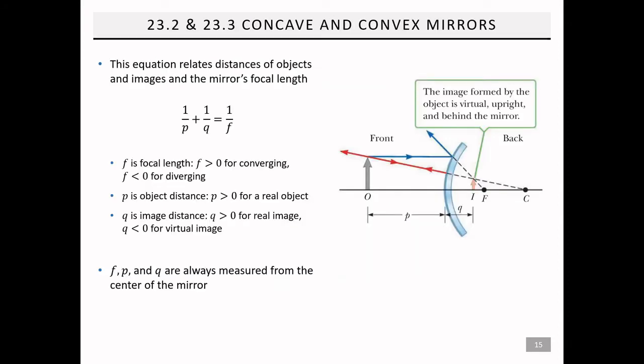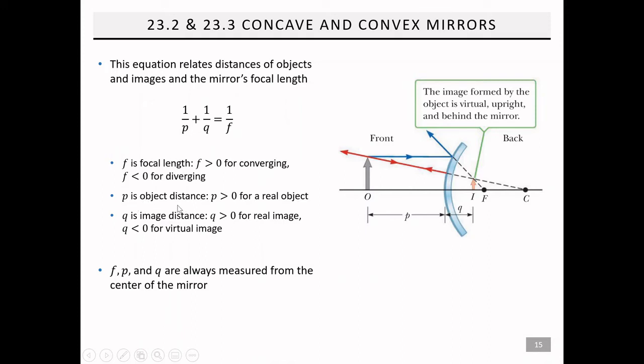For a flat mirror, we had an easy relationship between the object distance and the image distance. For concave and convex mirrors, it's a little more complicated. Instead of just P is equal to Q, we have to use this lens equation. So in this equation, F is the focal length of the lens. Whenever you're dealing with a converging lens, F is greater than 0. So if you have a concave lens, you have to use a positive value for F. If you're using a convex lens or a diverging lens, you have to use a negative value for the focal length.